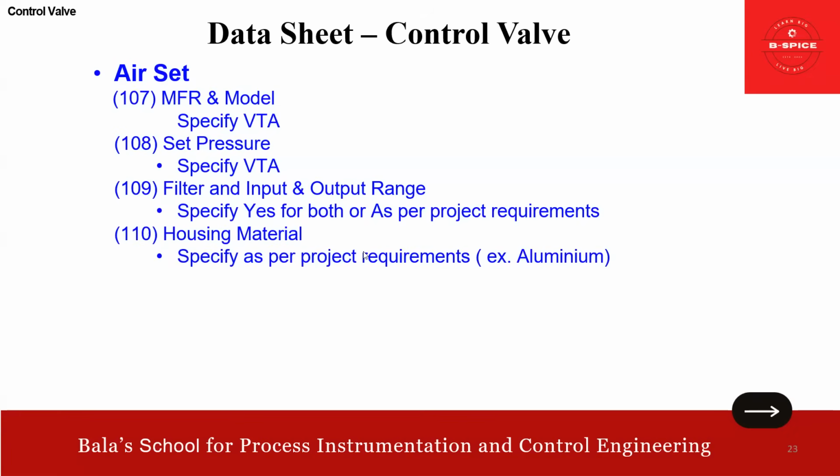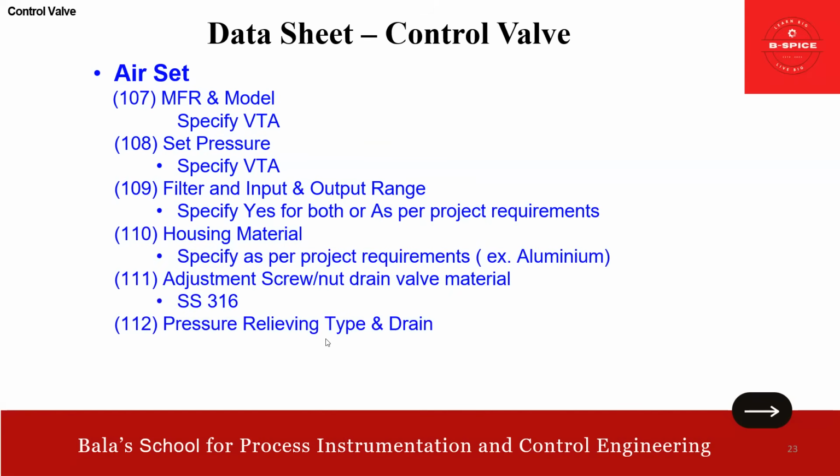Then housing material. Of course, normally we go with aluminum, but it goes with the project requirements. Then adjustment screw drain net material. This should be SS316 and pressure relieving type and drain. Yes, we need a pressure relieving type and also drain is needed. You specify both and filter size. This one is specified as 5 micron. Okay, friends, I think this is also clear. So now we have concluded our set.